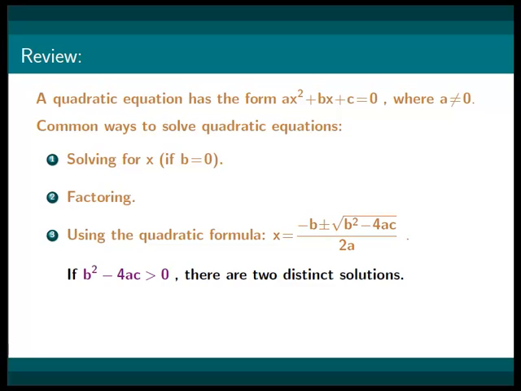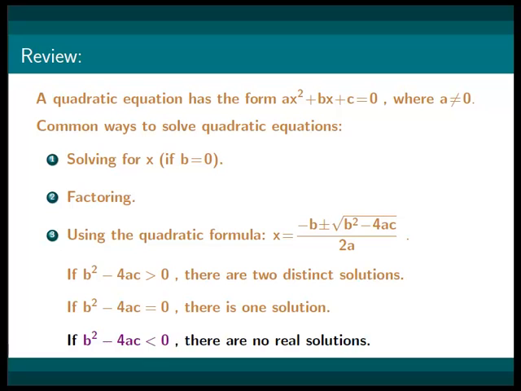2a. If b squared minus 4ac is greater than 0, then there are two distinct solutions. If b squared minus 4ac is equal to 0, then there is one solution. If b squared minus 4ac is less than 0, then there are no real solutions.